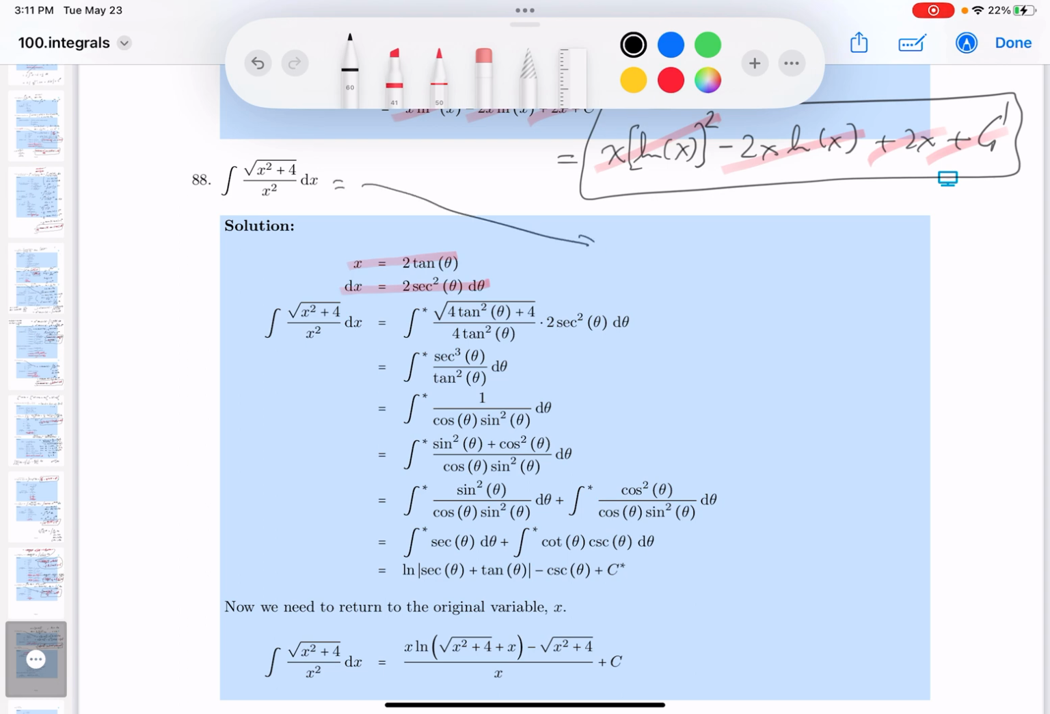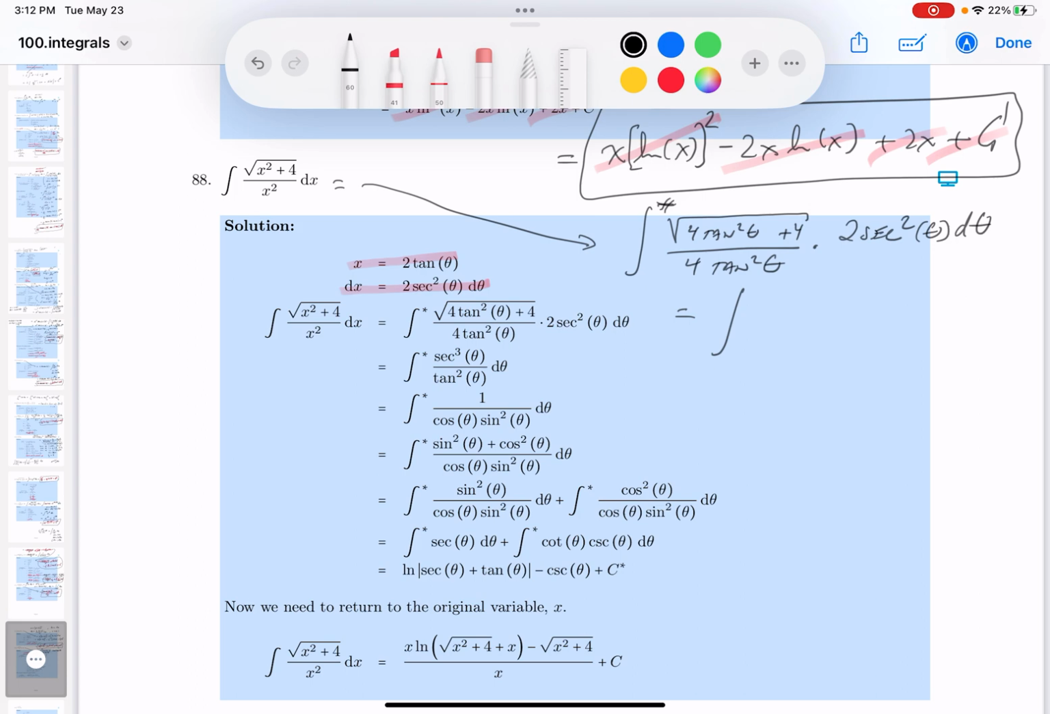All right, what do you get over here? You get the root, and x squared would be 4 tangent squared theta, and then plus 4. What's dx? It's going to be 2 secant squared theta d theta. What are you hoping for? Things to work out pretty nicely. And let's take a look.